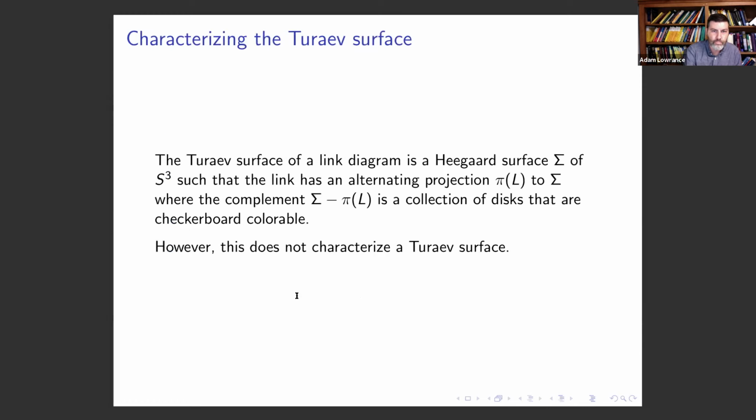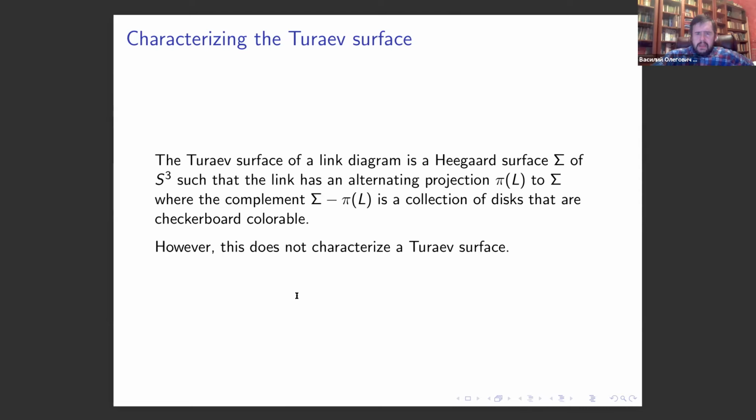Okay. So we've learned a little bit about the Turaev surface. We're still in the history section, just trying to say how it's been used. So the Turaev surface is a Heegaard surface. That means it's closed, oriented, and the closure of the complement of the surface is two handlebodies. And the link has an alternating projection to the surface. We already talked about that. And also, if you remove the projection of the link, then you get a disjoint union of disks.